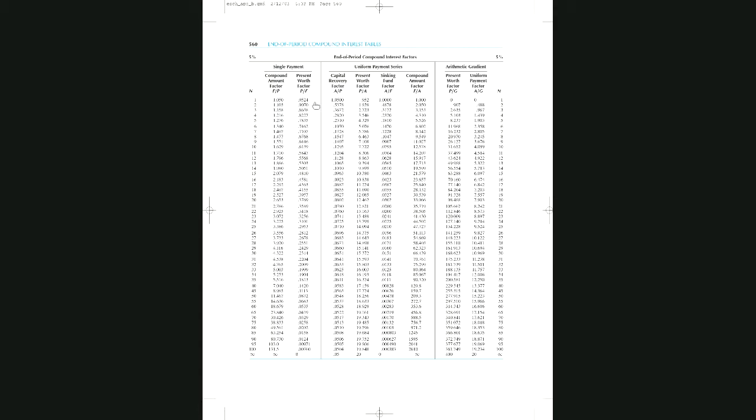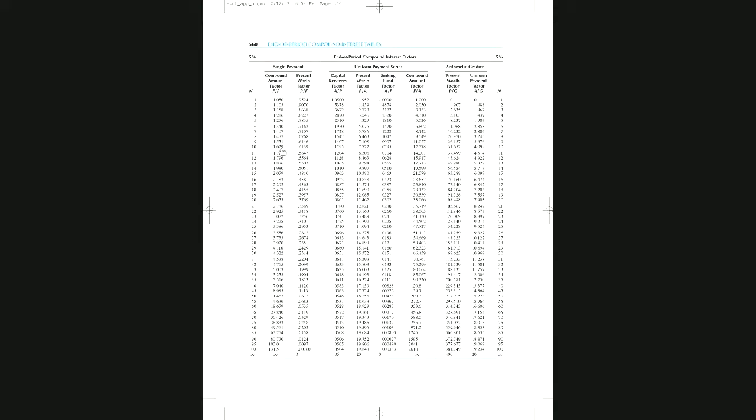Now this is 5%. And if we go to the chat box, Nasir wrote the formulation: F given P for 5%. Now we are at 5%, and we go to the F given P for how many years? 10. So 1.629. You multiply it with the 600 to get the value of the 600 at year 10 with the consideration of the 5%.